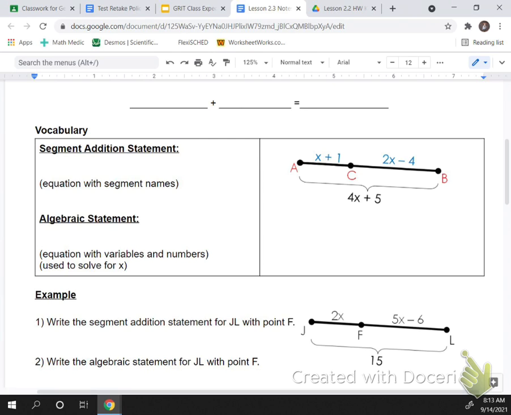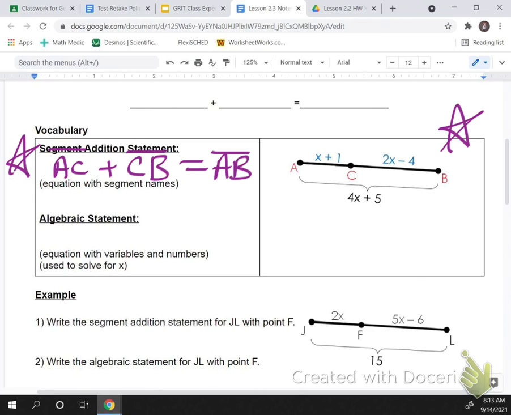So in your homework, on your assessments, when we're working on these types of problems, it's going to ask you to do a segment addition statement. So for this example right here, my segment addition statement is that segment AC plus segment BC, or CB, equals the whole segment AB here. So if they ask you to make a segment addition statement, this is what you are writing.